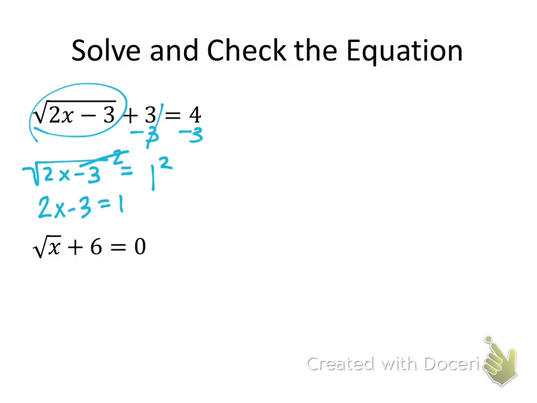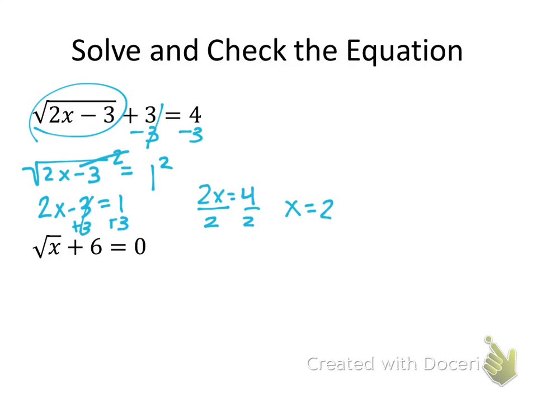1 times 1 is 1. 1 times 1 is not 2. Please do not put that on your test. Okay? Then I just need to solve for x. So I add 3, and I get 2x equals 4. Then I divide by 2, and I get x equals 2.